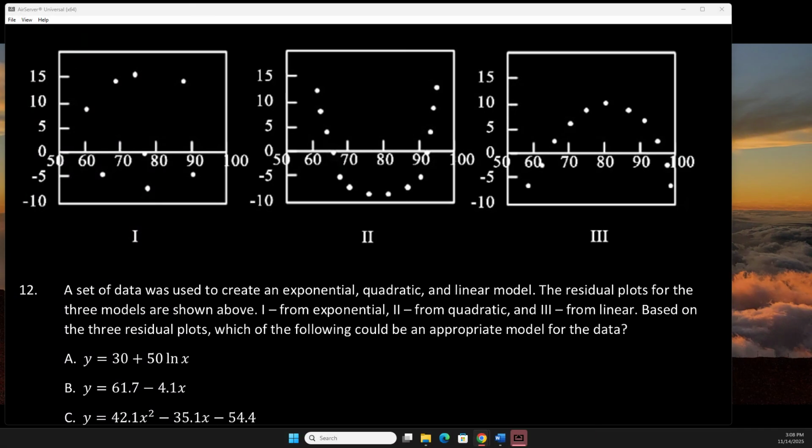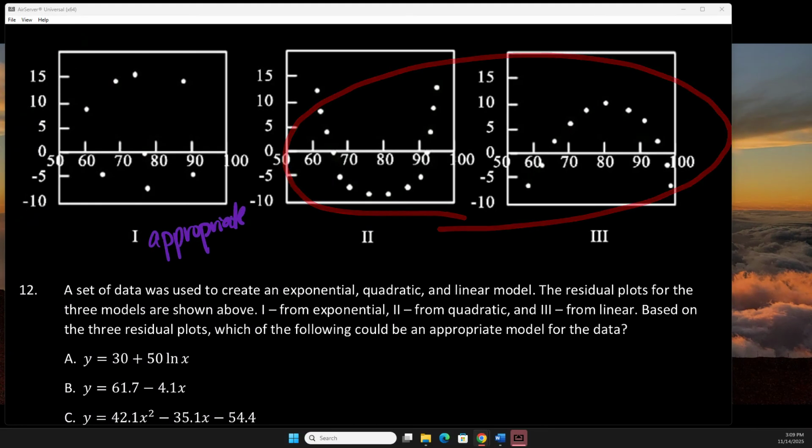Okay, so again, more residuals. Without even reading the question, when I look at these residuals, I can see that this is a pattern, this is a pattern, this is not. So what you want to see with residuals is alternating above and below the x-axis, which is what this has. So I haven't read the question yet, but I know this one was the appropriate one. And both of these are not appropriate. So let's see what it says.